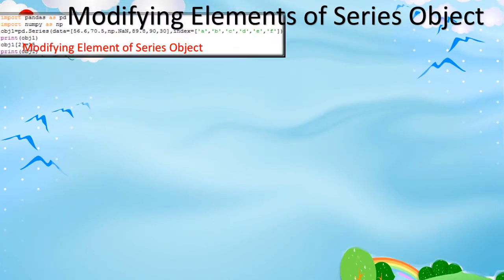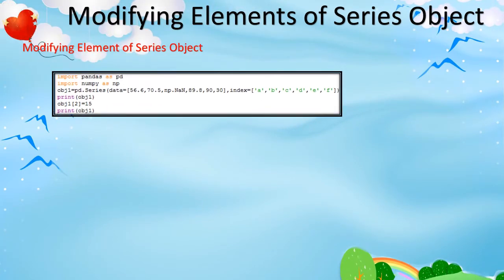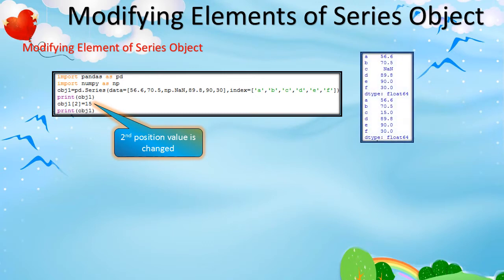So first, we are going to modify the element. The series object is obj1 and its index is a b c d e f, and see here obj1 of 2 equal to 15. So the second position value of the series object is changed to 15. Before the change its value is not a number. Now you see that the value is 15.